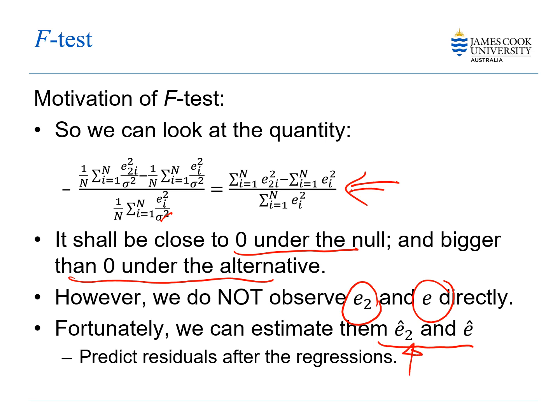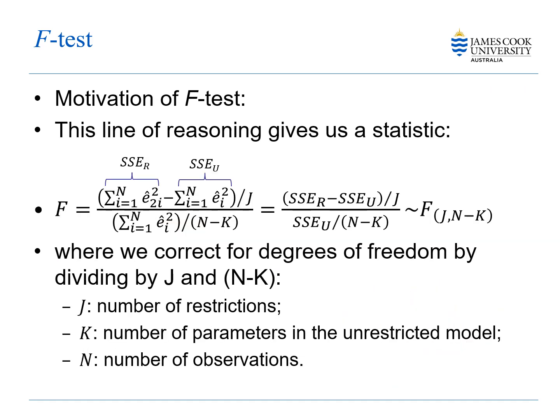For the restricted model, we regress sales against the price and predict the residuals. So these are the residuals of the restricted model, and these are the residuals of the unrestricted model. So given the previous quantity, which is unobserved to us, we can find an observed version of that.